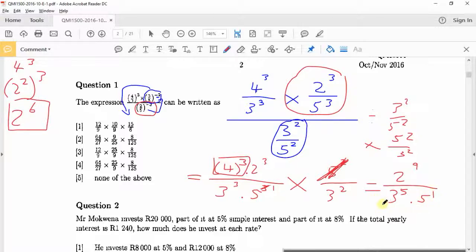Okay, do you need to do all of this? Yes, because they asked you for that. So that's going to give me, as an answer, what is that on the calculator? Can you just type that in? 2 to the 9 over 3 to the 5 times 5. What does that give you?